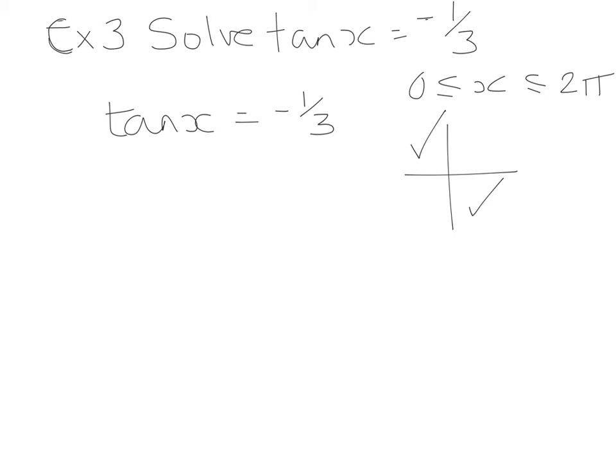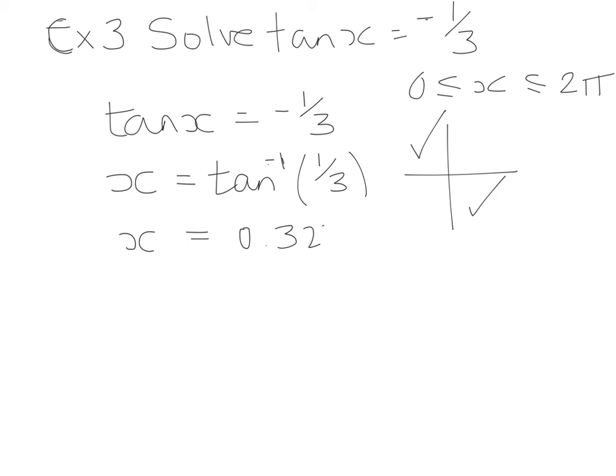Because this is a negative function, when we take our inverse tan, we ignore the negative sign. So it's just tan to the minus 1 of a third. This is going to be a decimal, 0.322 radians. Now, that is the first quadrant answer, but that's not one of the final answers that we're interested in. We're interested in the second quadrant and the fourth quadrant.